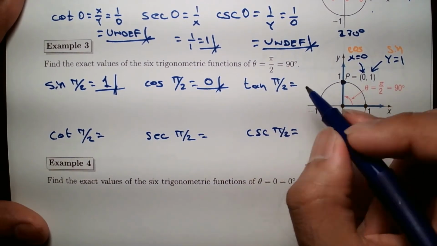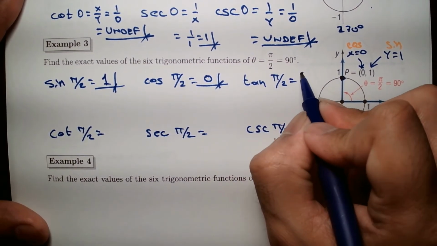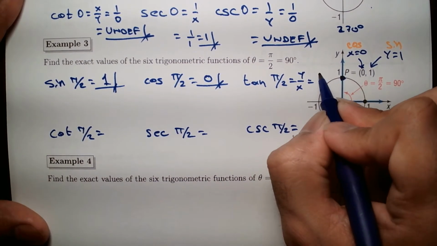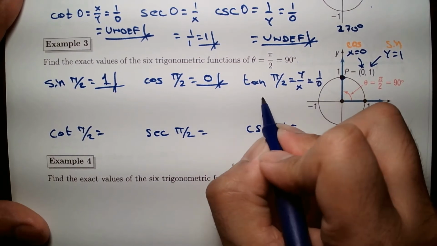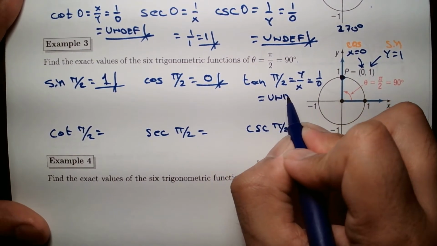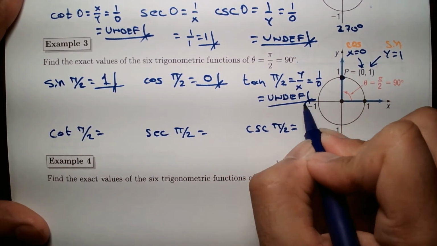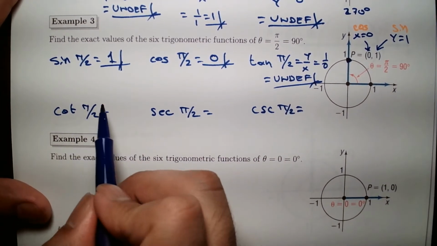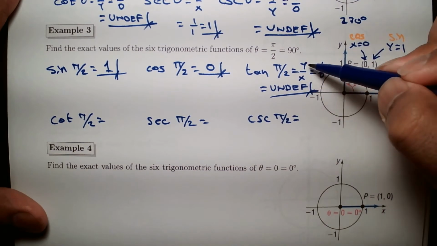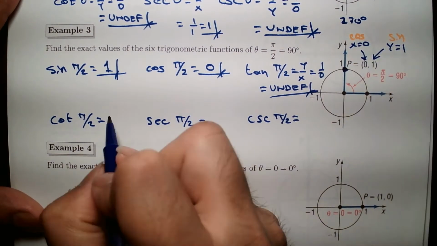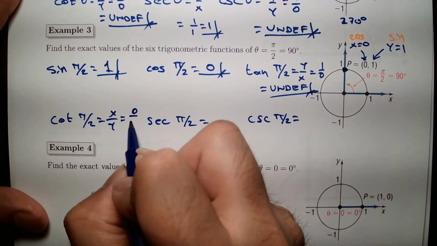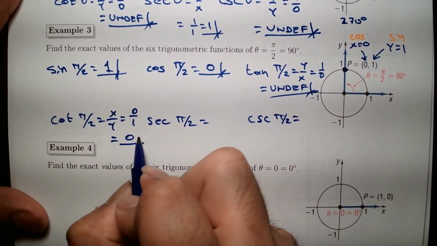Now tangent, which is y over x. In this case, y over x is 1 over 0, and it happens to be undefined. Okay, that's fine. Cotangent, on the other hand, is the reciprocal of tangent. Instead of y over x, that's x over y, and in this case we can divide 0 over 1. That's going to give us a 0.